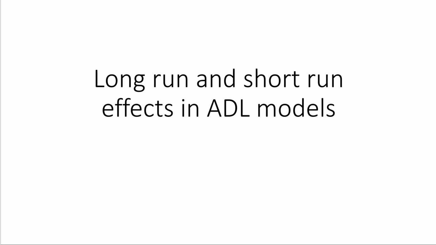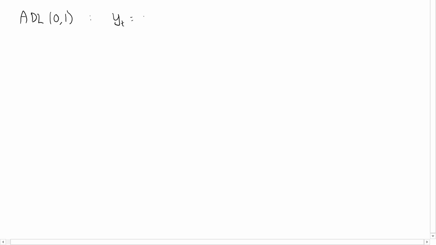In this lecture, we'll have a look at some important concepts of the ADL models, namely the long run and the short run effects. So let's start with a simple ADL model, the 0, 1. Remember, the ADL 0, 1 is the following. Yt is equal to beta 1 plus beta 2 xt, and we have one lagged explanatory x variable. So plus gamma 1 xt minus 1 plus an error term.